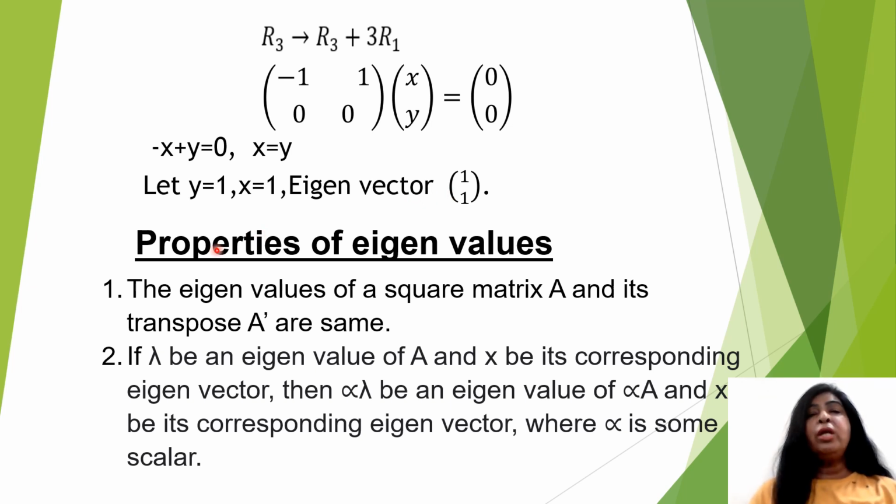Now we discuss the properties of the eigenvalue. The first property is: if A is a matrix and lambda is an eigenvalue of that matrix A, then A transpose has the same eigenvalue, which is lambda. The next property is: if lambda is an eigenvalue of A and I multiply by some scalar alpha, then alpha times lambda will be an eigenvalue of alpha times A, where alpha is some scalar.